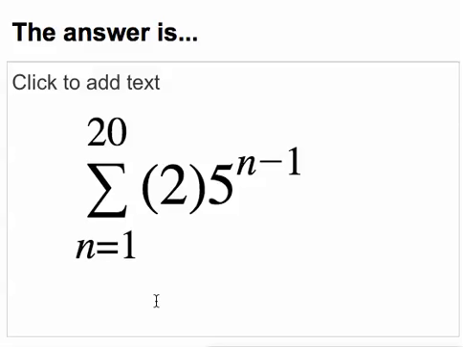Okay? So see if it works. Plug in 1 for n, n minus 1 is 0. 5 to the 0 is 1. 1 times 2 would give me 2. Alright? If I plug in 20, it'd be a great big ginormous number. You can try it on your calculator.